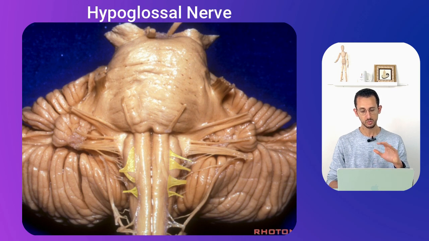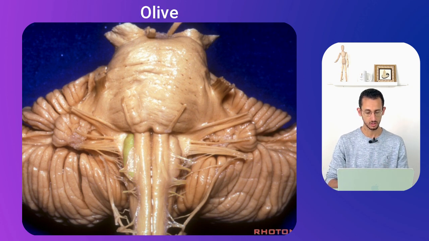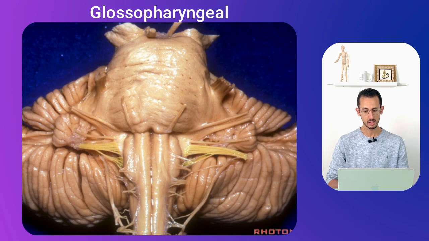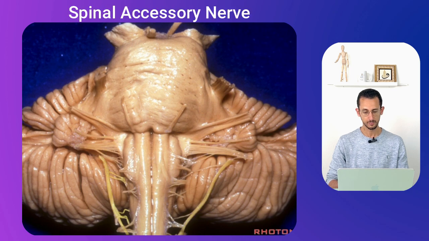And then between the hypoglossal nerve and the rest of the lower cranial nerves, we have the olive, which is highlighted here in green. And that separates the hypoglossal, which is this one, from the other nerves, which are the glossopharyngeal, the vagus, and the spinal accessory nerve. We have one nerve higher up here. If you can identify that, please let me know in the comments below. We have covered this in previous videos.